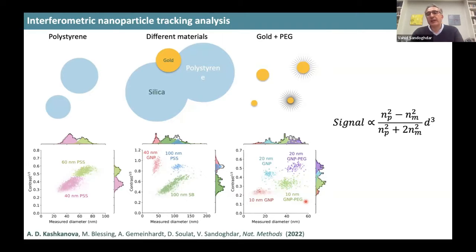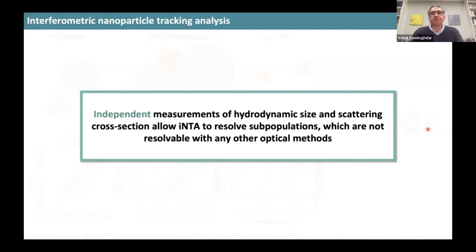So again, the signal that we have now has information about the size as before, and the index of refraction. It looks just like the signal that you had for NTA, except that the NTA signal was the square of this, and this is what we have for INTA. So by making these measurements, we can identify subpopulations of very small nanoparticles.